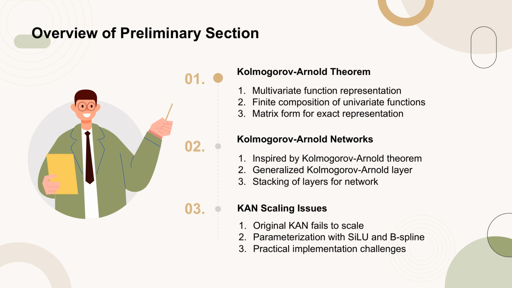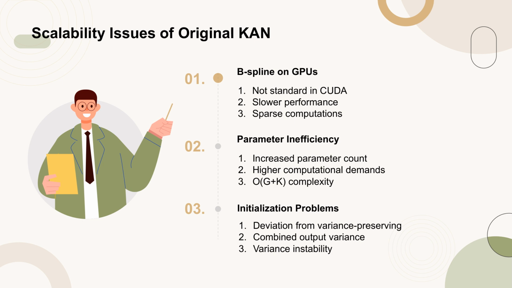The original KAN model faces significant scalability issues due to several design choices. Firstly, the use of B-spline functions, which are not natively supported in CUDA, leads to slower performance on GPUs and inefficient parallel processing. Secondly, KAN's design inherently increases the parameter count and computational demands, making it less efficient compared to standard neural networks. Lastly, the initialization strategy in KAN deviates from the variance-preserving principle, leading to potential instability in model training.